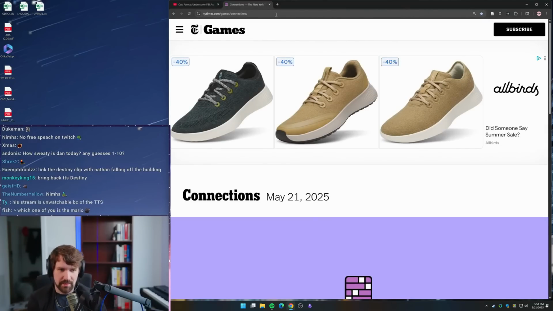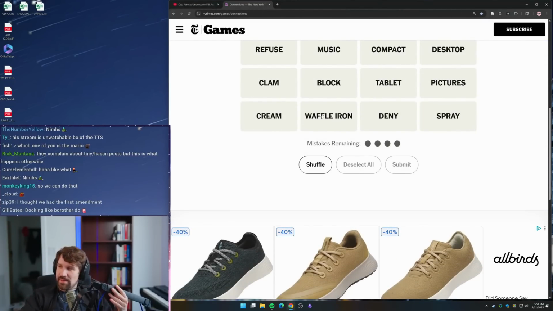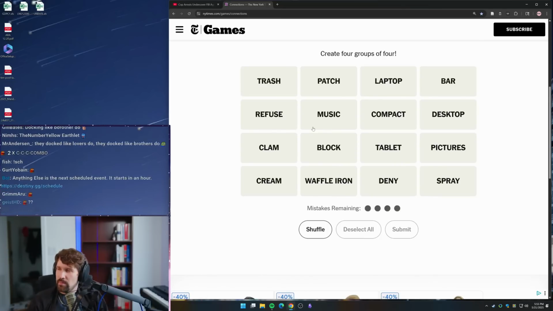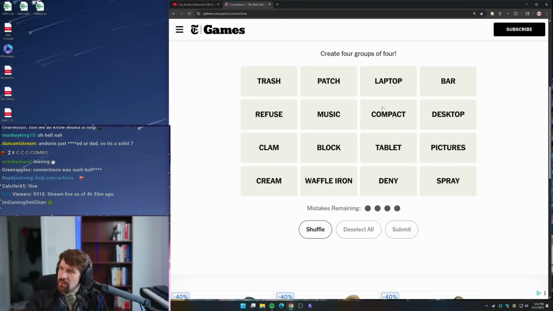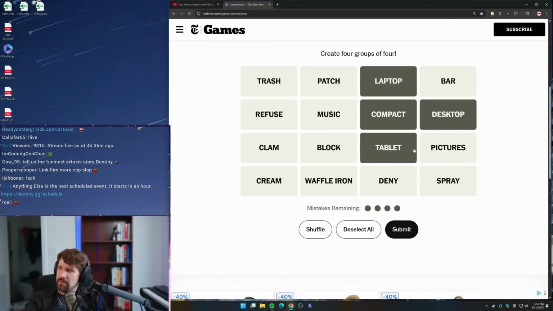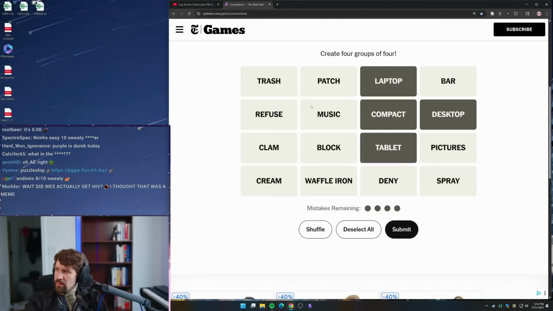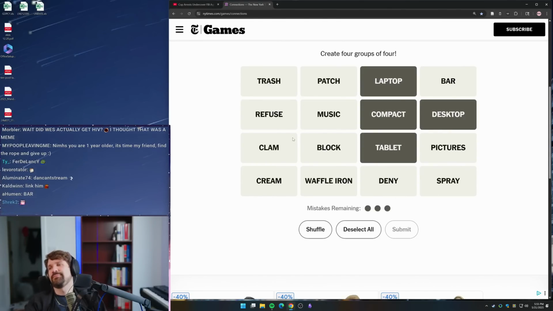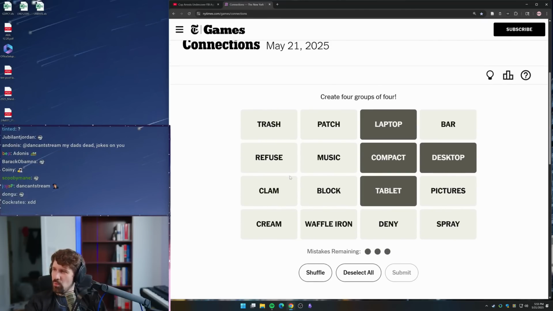Might as well do our connections in time guesser. Oh, did that say 4-day streak? Trash, patch, laptop, bar, refuse, music, compact, desktop, clam, block, tablet, pictures, cream, waffle iron, deny, and spray. These are types of computers. Ugh, just kidding. No, compact. I'm thinking of like some old brand of shit. Wait, I didn't even get one off there?